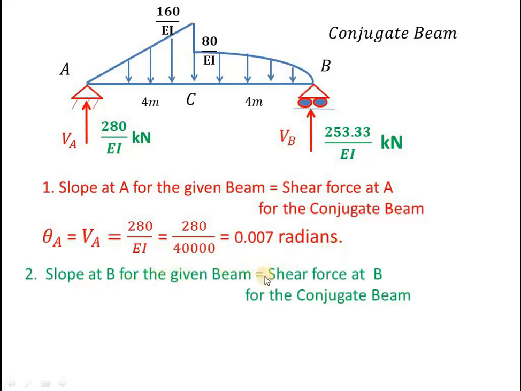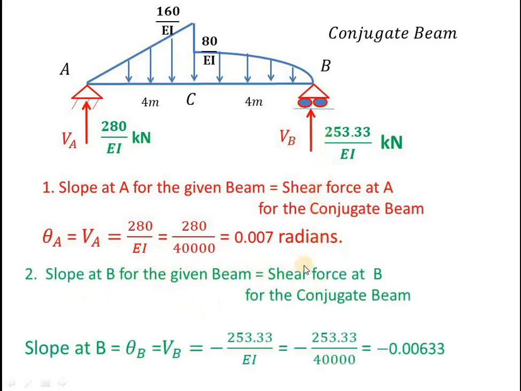Similarly, to get slope at B for the given beam, you know that slope at B for the given beam equals shear force at B for the conjugate beam. So here slope at B is nothing but theta B, and VB is the shear force at B for the conjugate beam. And if you come from the left-hand side, upward is positive, and if you come from the right-hand side, upward is negative. So it will be minus 253.33 divided by EI. After substituting the value of EI, you are going to get minus 0.00633 radians. This is how you have to calculate the slopes at various points.